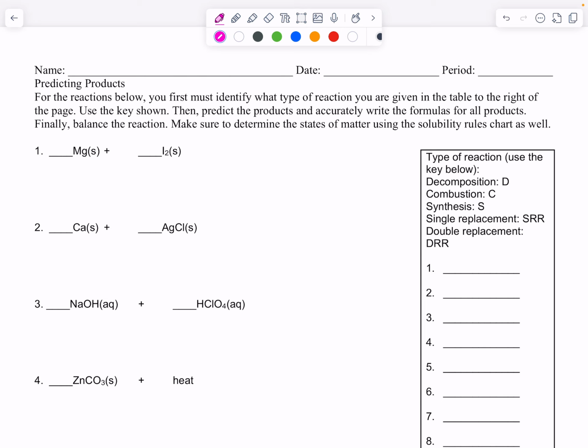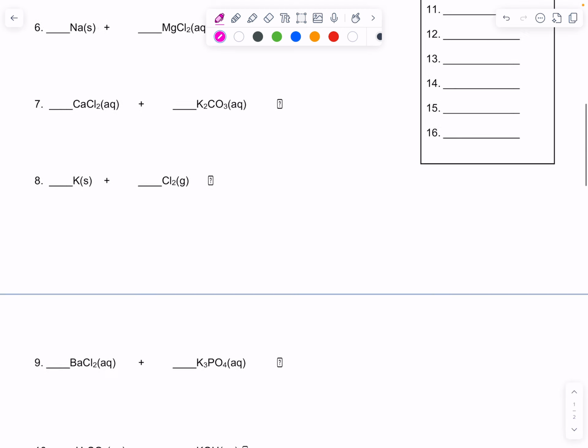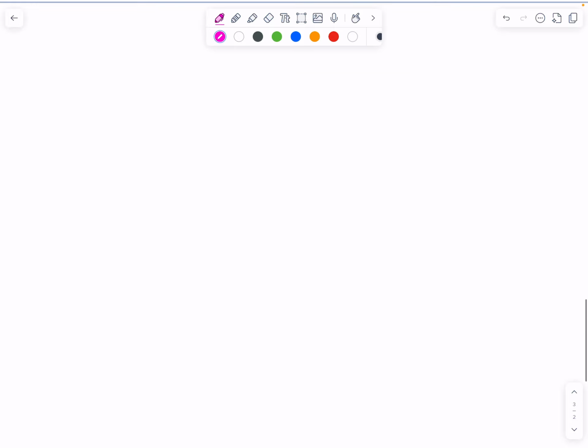Before I even get into the answers and how to do these problems, you first have to be familiar with the types of reactions. We're going to start off very simple. We have our synthesis reactions, the most basic ones. You are only going to see them with two elements. That is the only type of synthesis reaction you're going to see. So if I have two elements as reactants, you already know that's going to be synthesis.